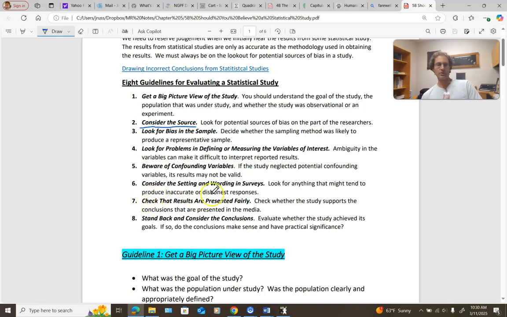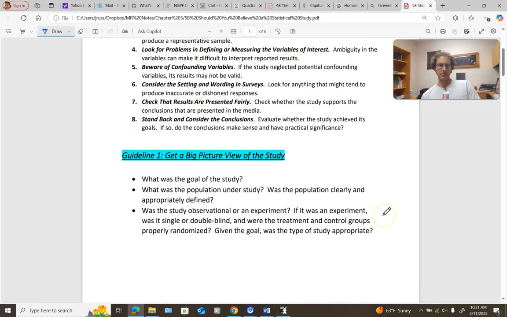Number 7, check that the results are presented fairly. Check whether the study supports the conclusions that are presented in the media. And then number 8, stand back and consider the conclusions. Evaluate whether the study achieved its goals, and if so, do the conclusions make sense or have practical significance. All right, so let's go to number 1.